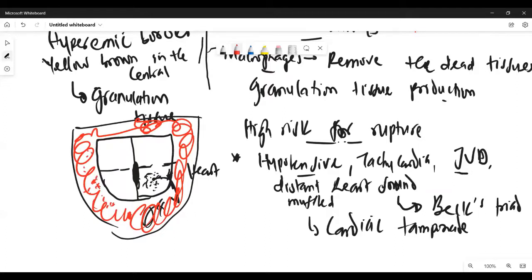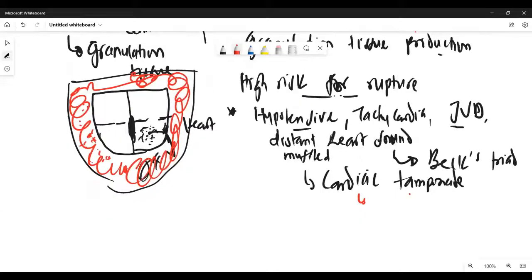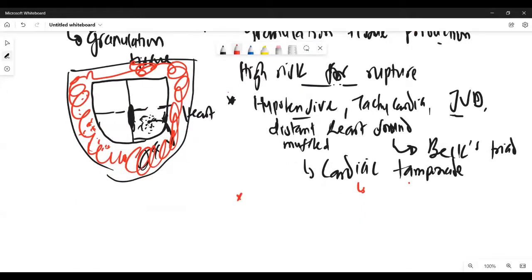Because of a lot of blood inside the pericardium, that will also make the transmission of sound impaired. That's why they have distant or muffled heart sound. And because the blood cannot come in due to the decrease in venous return, they also have jugular venous distension. So always think of cardiac tamponade. Of course, what is the treatment? You have to drain it, so pericardiocentesis.